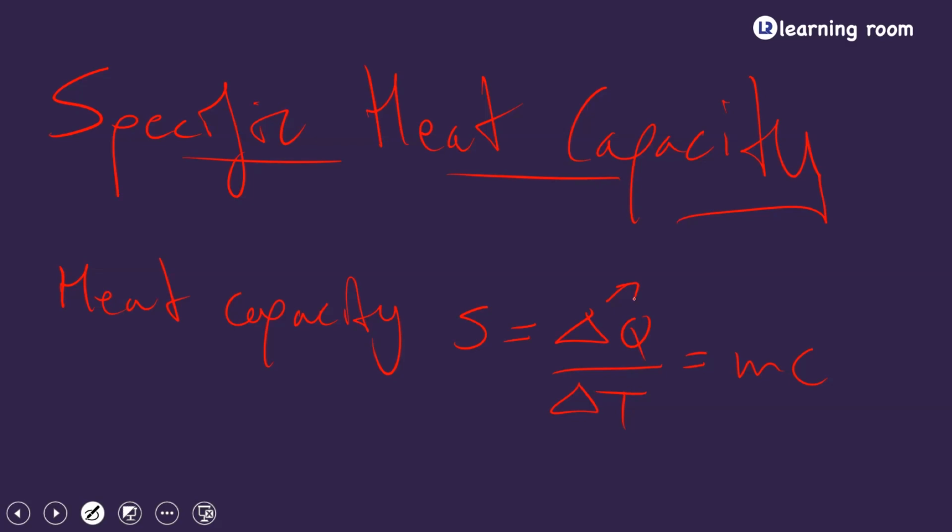Okay, fine. M is nothing but our mass, and C is something called specific heat.